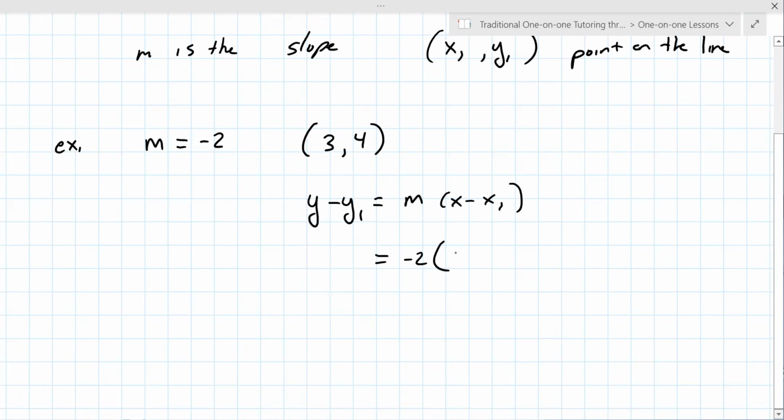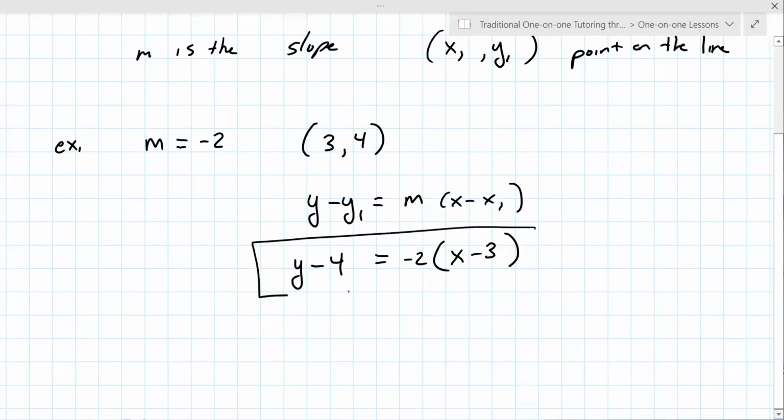And then your x1 is 3. Your y1 is 4. And so you're done. And sometimes as a student, you're like, what do you mean I'm done? I got more to do. Well, you don't. I mean, this is it. You're done. This is point slope form.